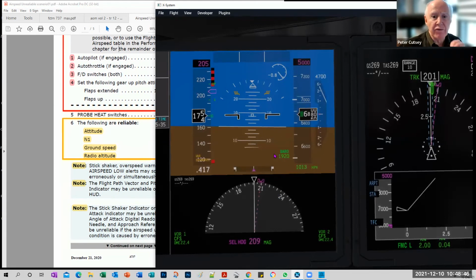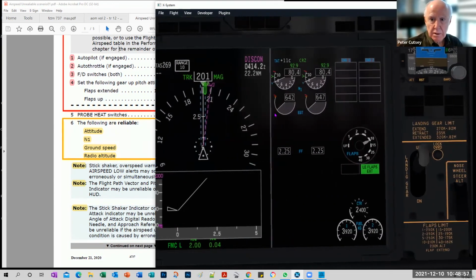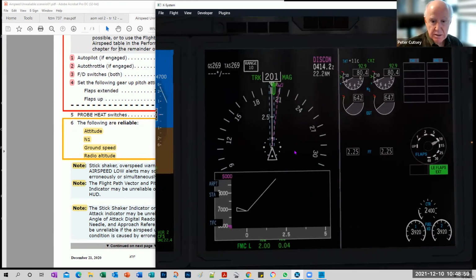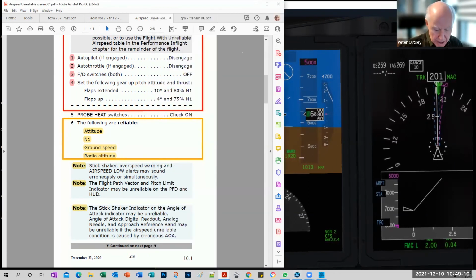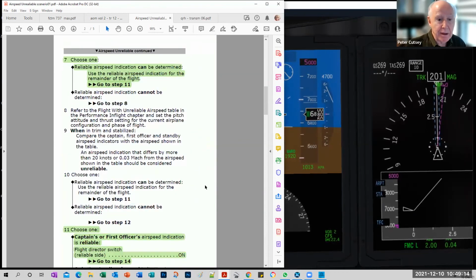The only thing we can focus on, and we're doing that, is pitch at 10 degrees, thrust at 80%, because we are in an extended flap situation. Flight directors are off, and that's all we can do for the time being as we fly the airplane and get happy with what we see.